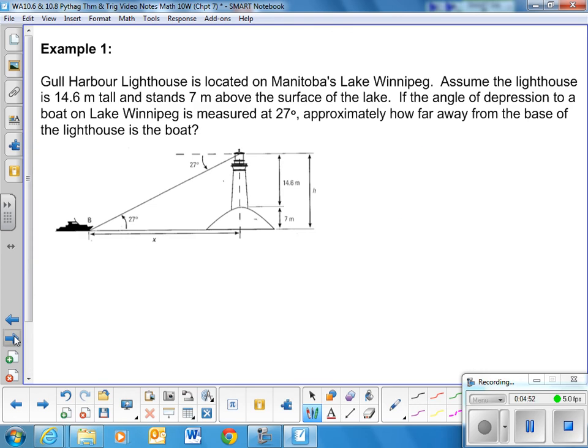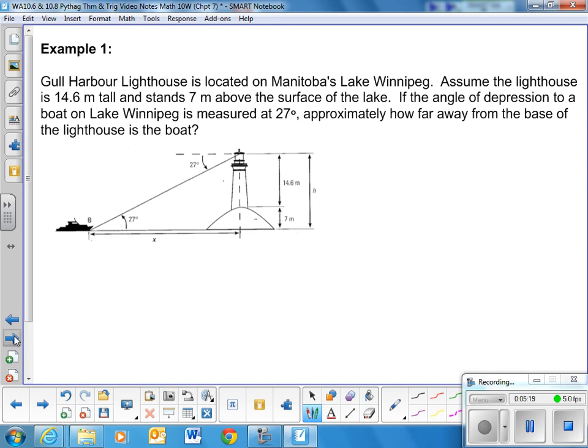Our next question is a word problem. Gull Harbor Lighthouse is located on Manitoba's Lake Winnipeg. Assume the lighthouse is 14.6 meters tall and stands 7 meters above the surface of the lake. If the angle of depression to a boat on Lake Winnipeg is measured at 27 degrees, approximately how far away from the base of the lighthouse is the boat?